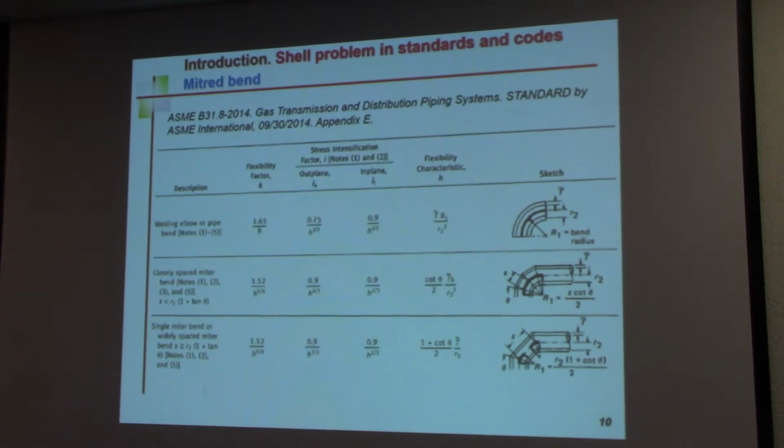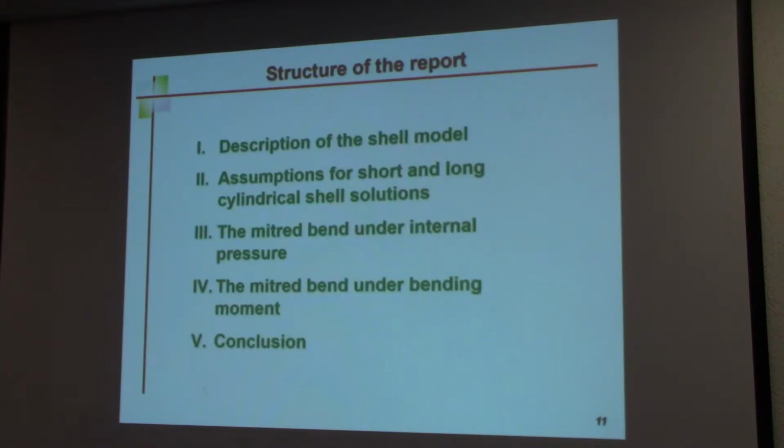Here is a sketch from the standard, and I will talk about our model for this single mitred bend, in case it is a defect when in the field we have to weld two pipes. We will always have these angular distortions between the pipes. So I will start with the description of shell models, and then we'll go through all these points to the analysis of the mitred bend.